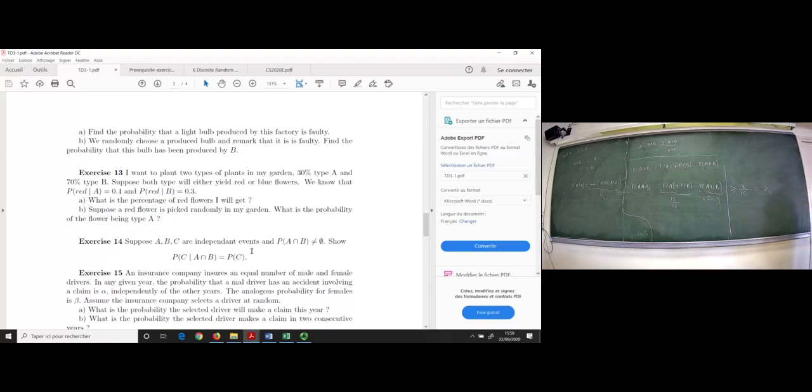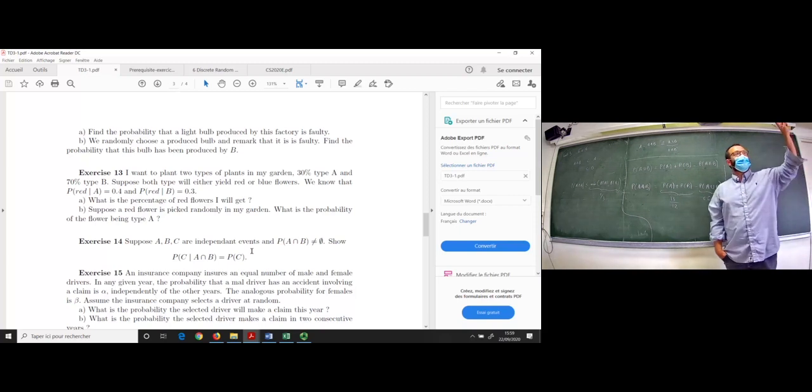So I want to plant two types of plants in my garden. I have type A and type B, and suppose that both types will either yield red or blue flowers. We know some things. The probability to be red given A is 0.4. The probability to be red given B is 0.3. My question: what is the percentage of red flowers? And then suppose a red flower is picked randomly in my garden. What is the probability of the flower being type A?